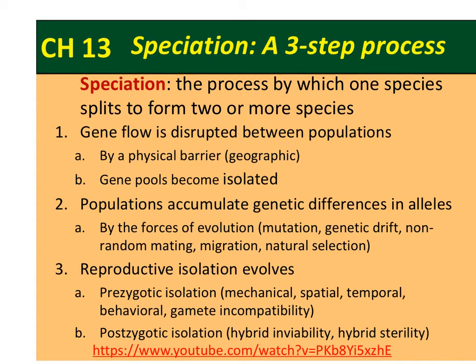And it's a three-step process. First, you have gene flow that is disrupted between two populations, or between one population that splits in two. It's usually a geographic barrier, but it can be other things too. If you remember back to the video, when this happens, gene pools become reproductively isolated. That means there's no gene flow between these two separate populations.